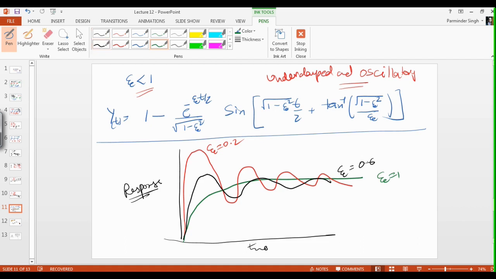For zeta greater than 1, the nature of response is somewhat like this. This is, let's say, zeta equal to 2, zeta equal to 5. The system becomes more and more sluggish in nature. It takes longer to reach its steady state value. Clear? So you can clearly see the variation of zeta from greater than 1 to zeta equal to 1 to zeta less than 1.